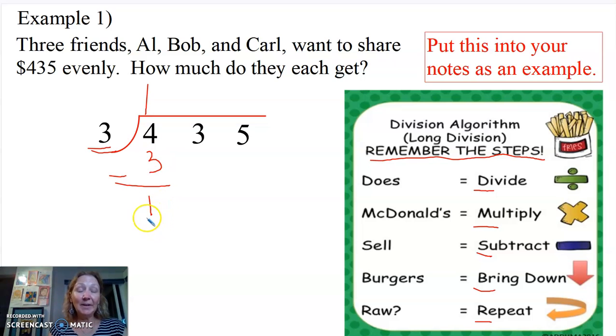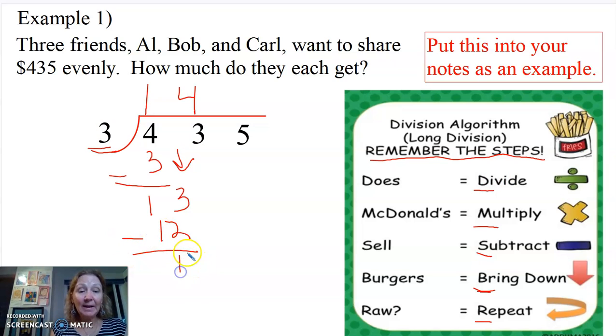That's why I have 1 down there. Now I'm going to bring down. So we use this step called bring down. That's the B. What it means is I've traded in the 100s and I have 10 of the 10s and I have 3 of the 10s. And now that's a total of 13 10s, right? And how many times does 3 go into 13? It goes in 4 times. That's the division. When I multiply 3 times 4, I get 12. I'm going to subtract, and I have 1.